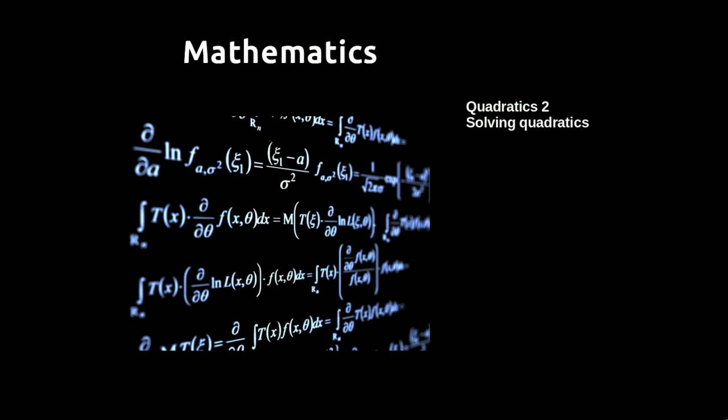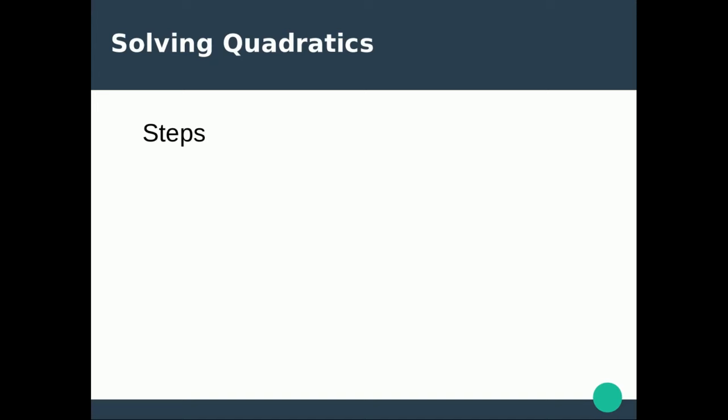In this video we're going to learn how to solve quadratics so that we can find out the values of x which make the expression equal to 0. So what are the steps we have to go through when solving a quadratic? Well, there are up to 4 steps.